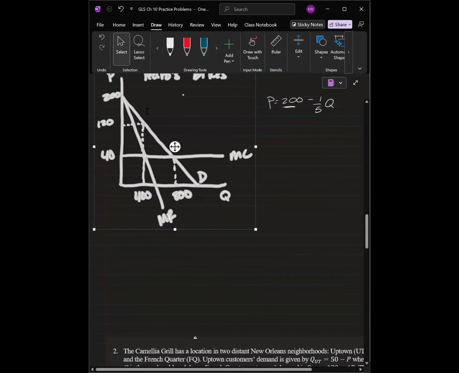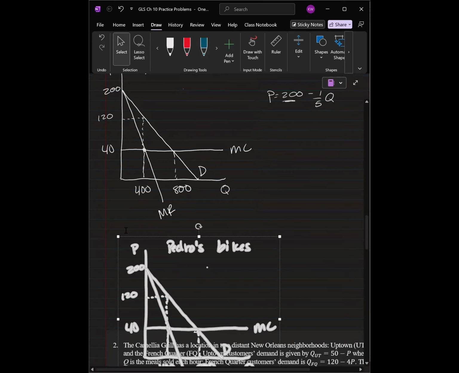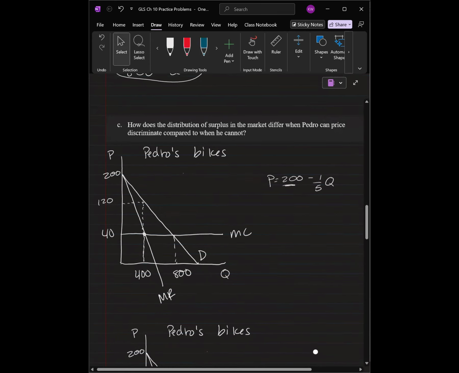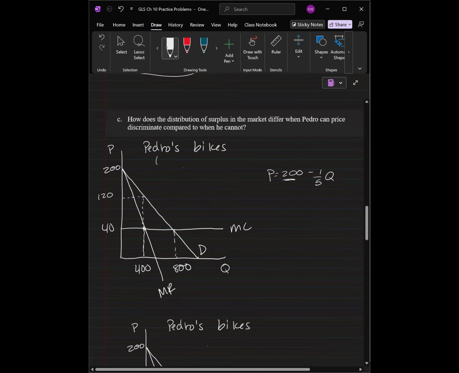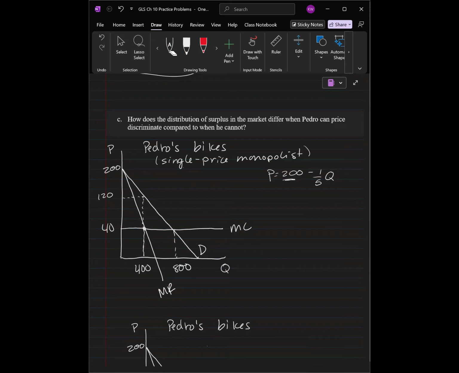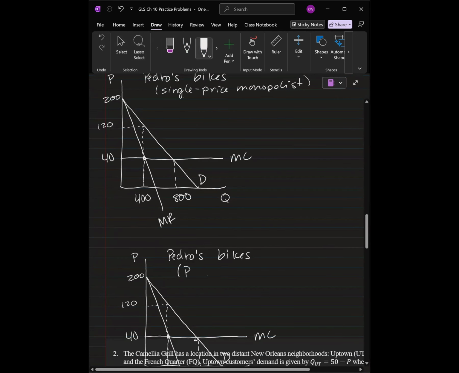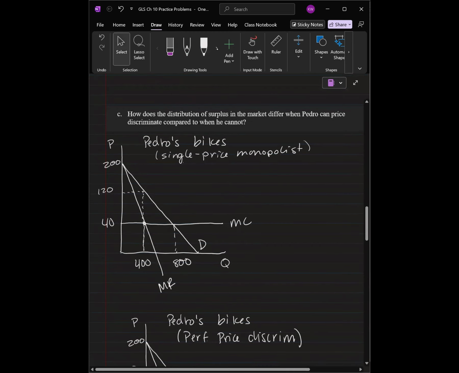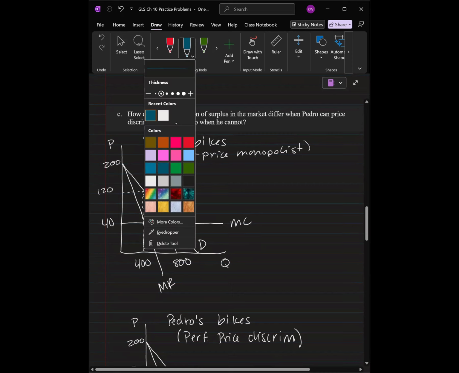So let me see if I can copy this graph real quick. Copy, paste. Okay, so we're going to start with Pedro as a single price monopolist, and then we'll look at him as a perfectly price discriminating monopolist. Okay. So when he's a single price monopolist, we have some consumer surplus.